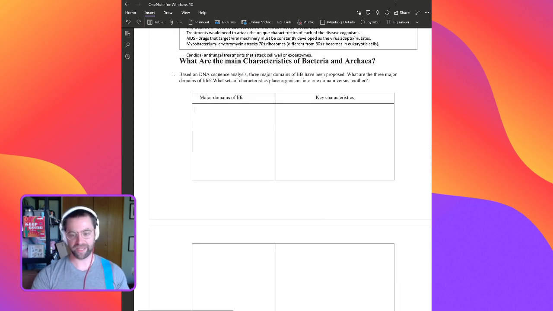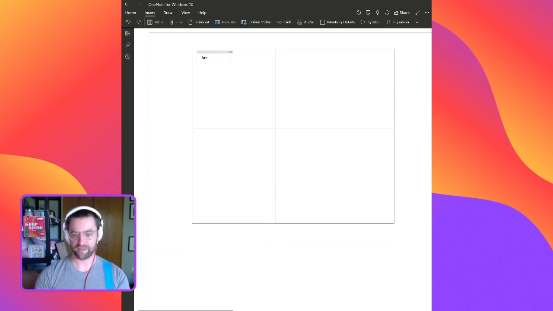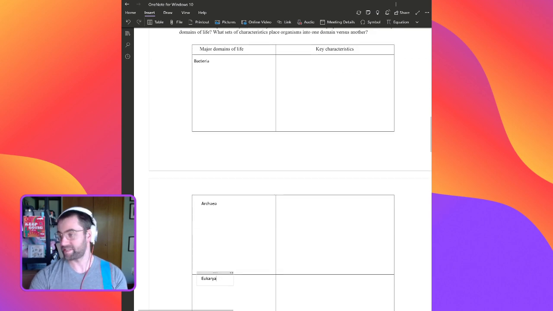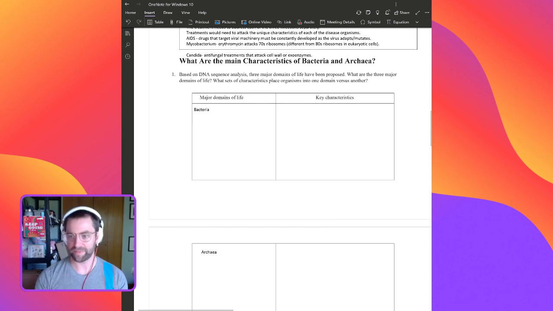All right, so the major domains, it's in the header. We've got bacteria, we've got archaea, and we have eukarya. We belong in eukarya. Bacteria is a lot of what we've been talking about, and archaea is kind of unique. We're going to break that down a little bit.